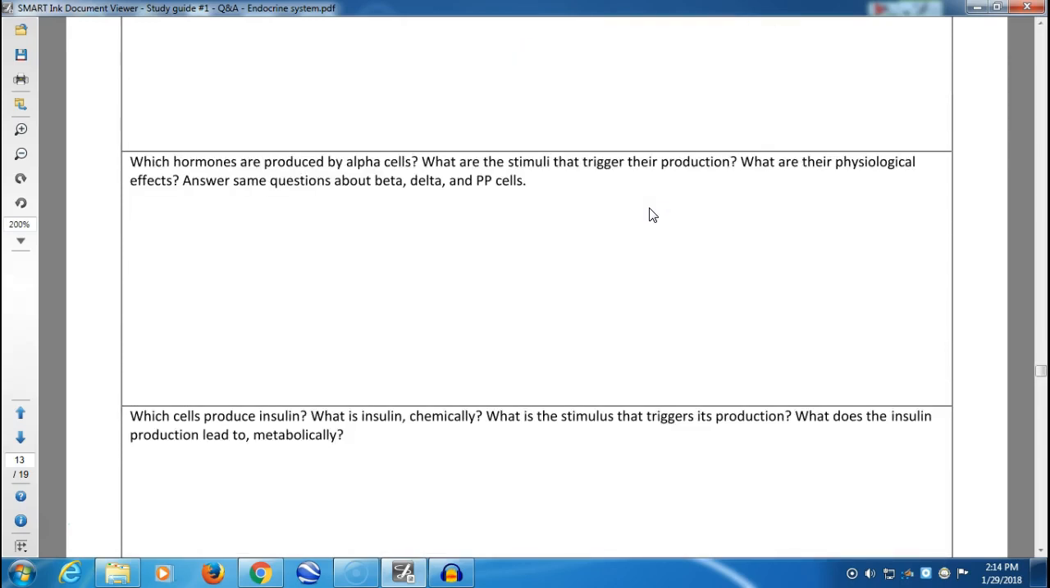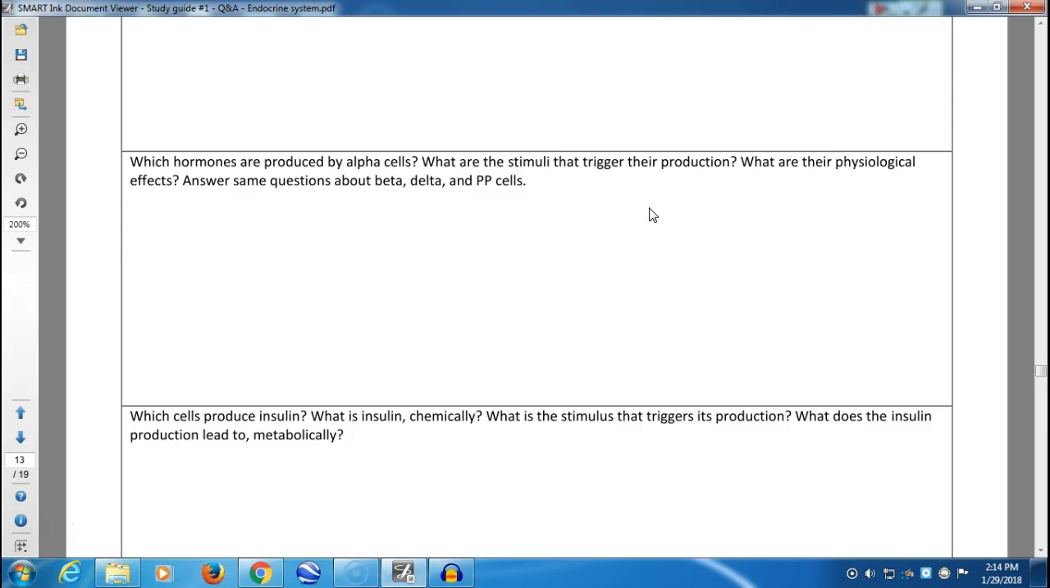So, what you need to know: alpha cells produce glucagon in response to low blood sugar. Physiological effect, elevated blood sugar. Beta cells produce insulin in response to high blood sugar. Effect, low blood sugar. Delta cells produce somatomedins, regulation of insulin production from the kidneys.